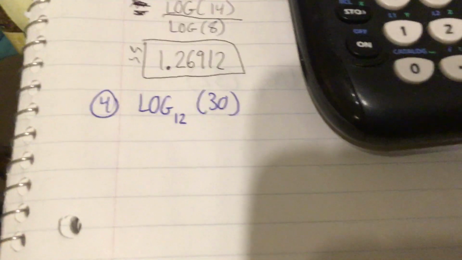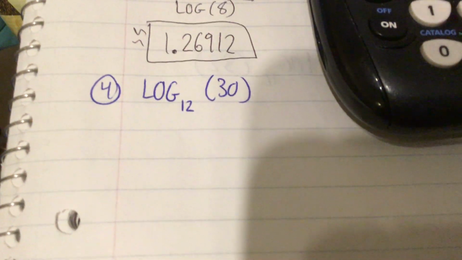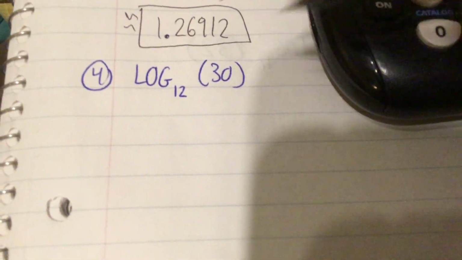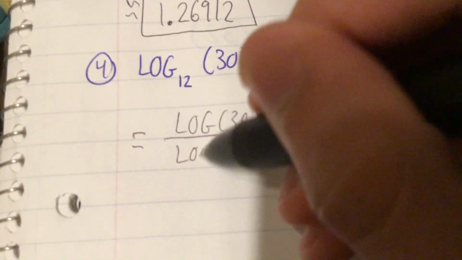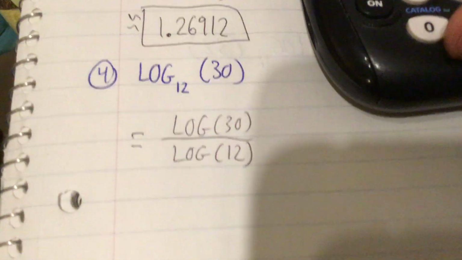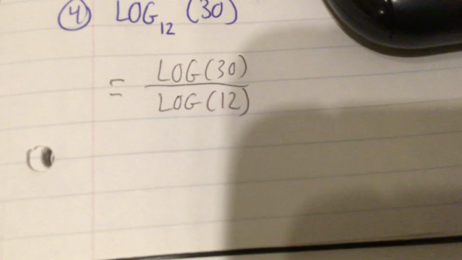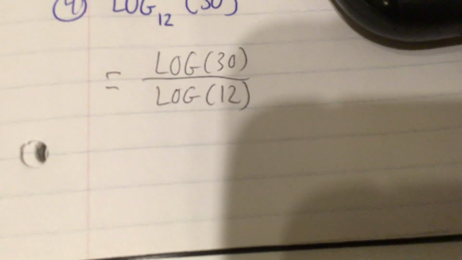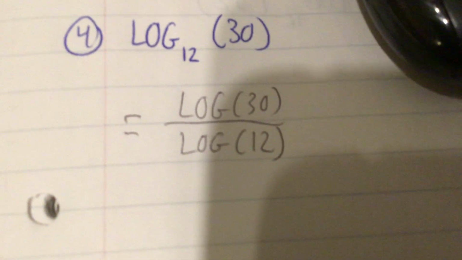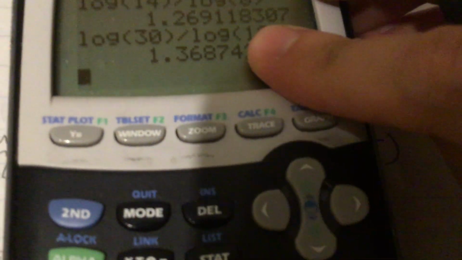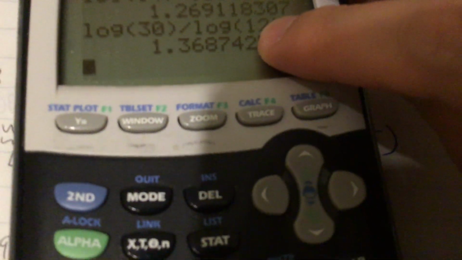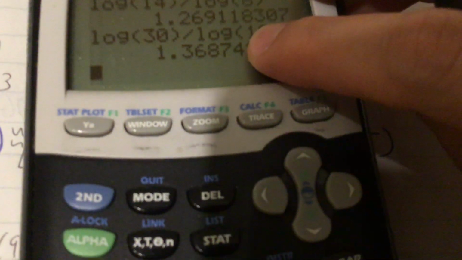Okay. Log base 12 of 30, right? That's 12 to what power is 30? So I'm going to rewrite this problem as log of 30 divided by the log of 12. But remember, I don't want you to forget that it's an exponential function in disguise. Log of 30 divided by the log of 12. So that's 1.36874. And the last digit is a 2, so I'm going to round this down, 1.36874.